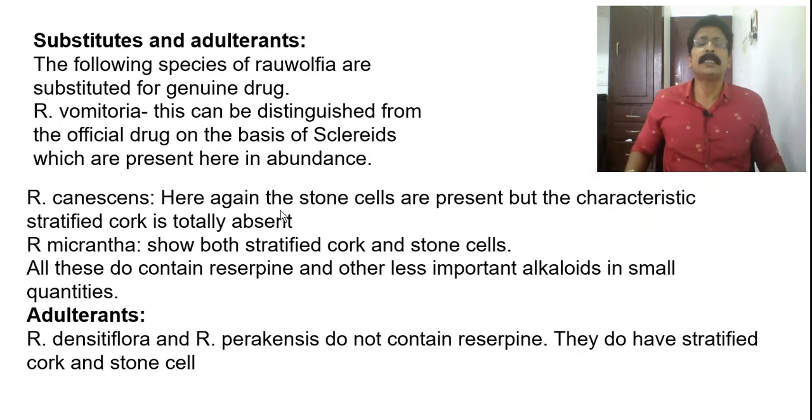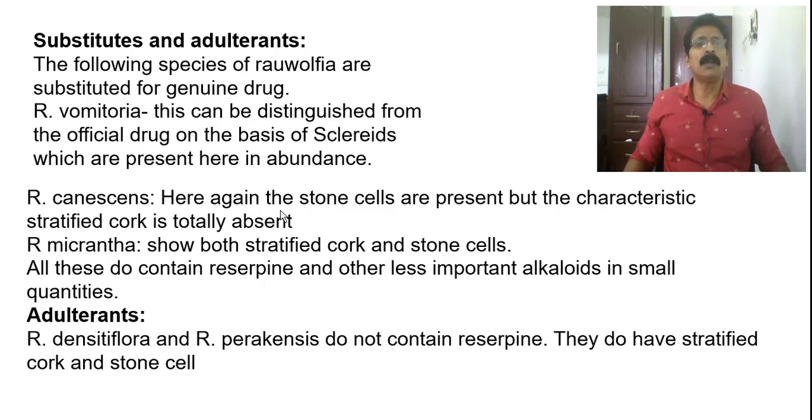Now, substituents and adulterants for Rauwolfia serpentina. The following species of Rauwolfia are substituted for the genuine drug: Rauwolfia vomitoria. This can be distinguished from the official drug by the sclereids, which are present in abundance here, but you cannot see many sclereids in the original Rauwolfia serpentina. Rauwolfia canescens also has stone cells, similar to sclerenchyma, but the characteristic stratified cork cells in the outermost layer of the root are totally absent. So by that you can identify.